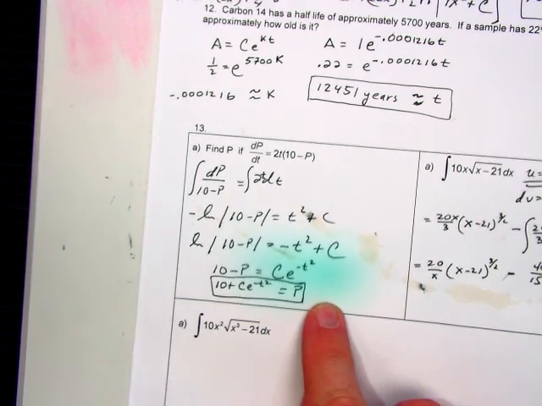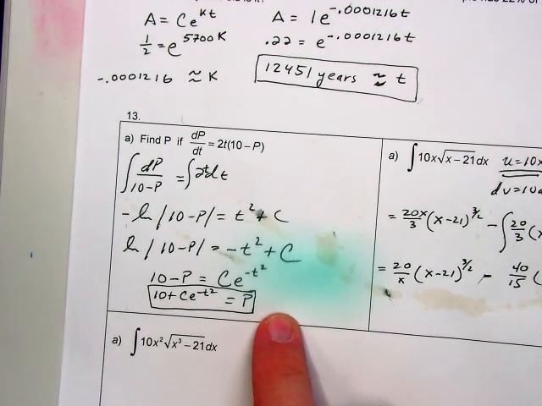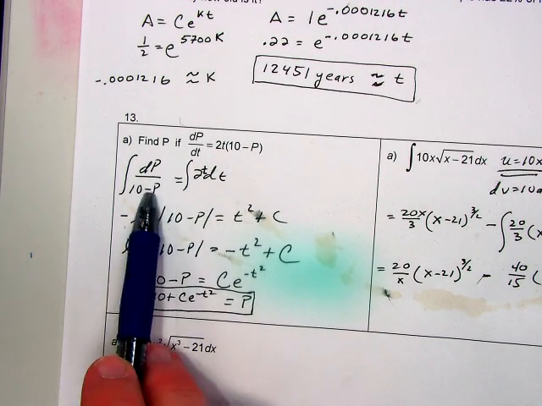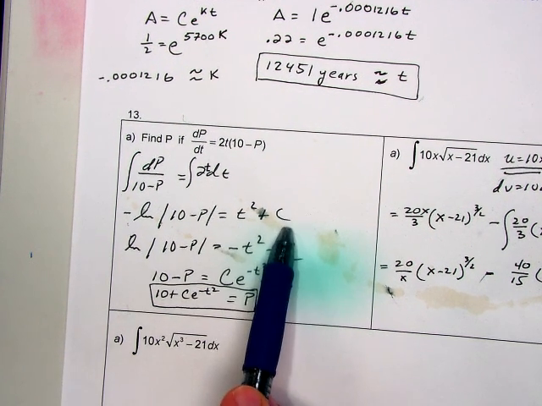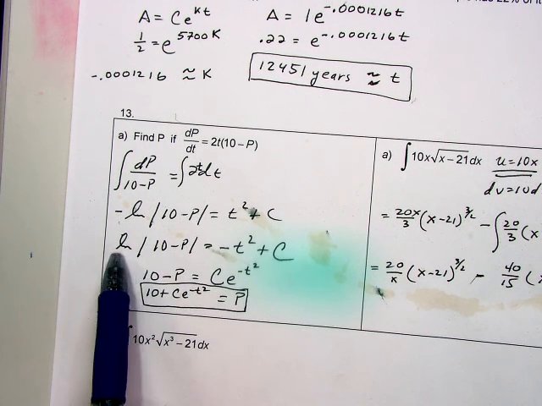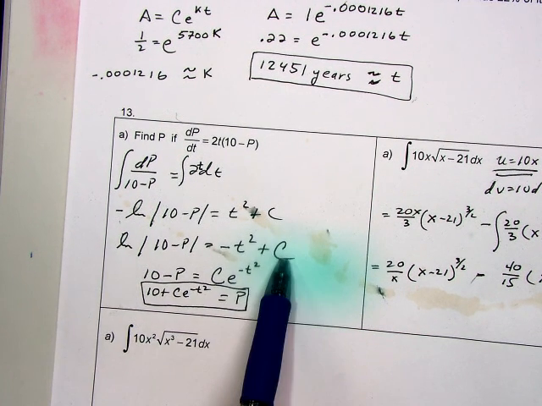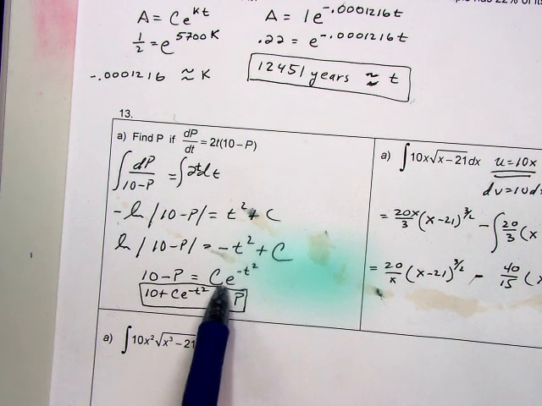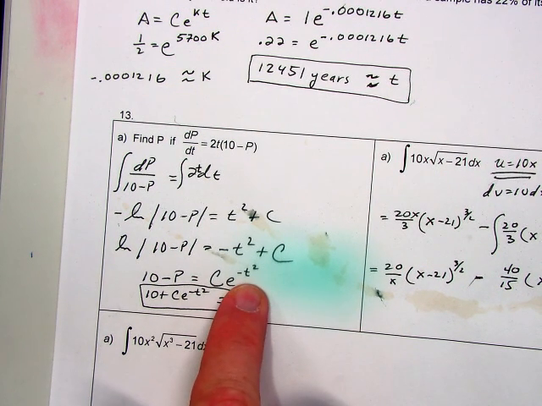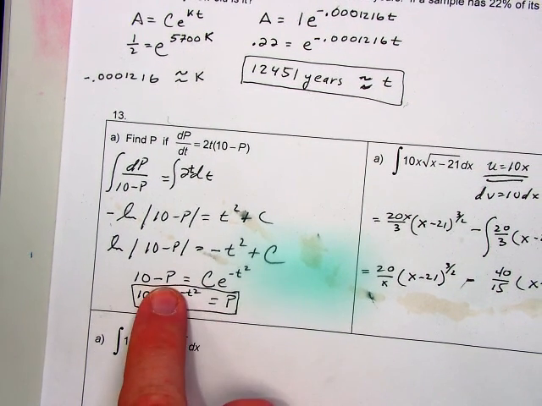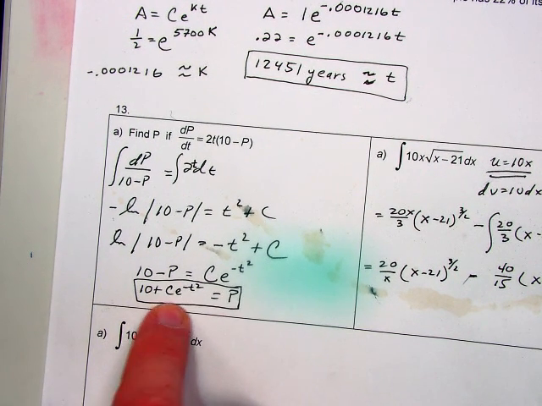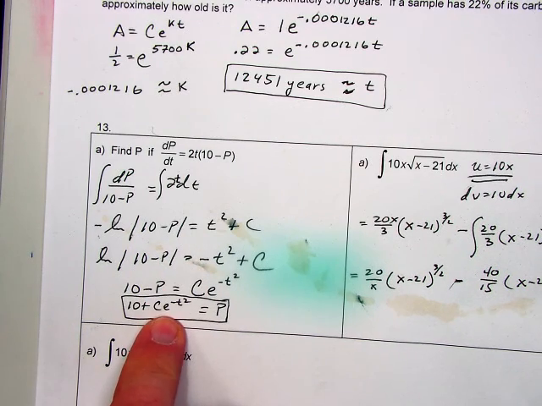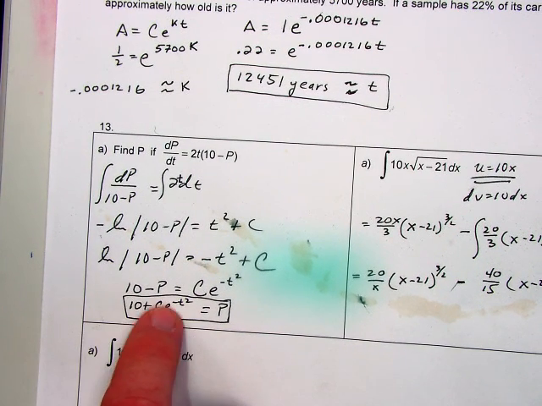If you look at this one, since P was negative, I get a negative natural log of T squared plus C. Then I flip the sign, I multiply by -1, so I got 10 minus P is CE to the negative T squared. And then, since P was negative, I just flip-flopped these, so I made it P is 10 plus this. Now you realize C becomes negative, but we don't care about that. So P is 10 plus CE to the negative T squared.